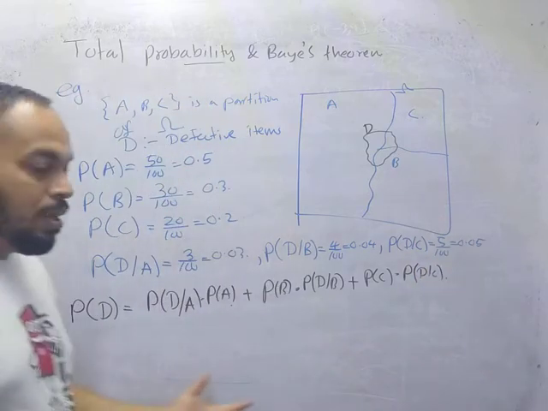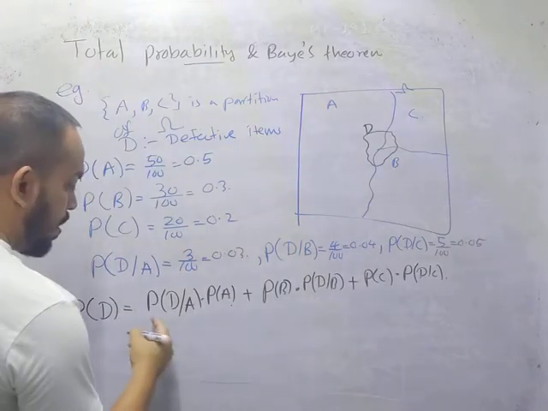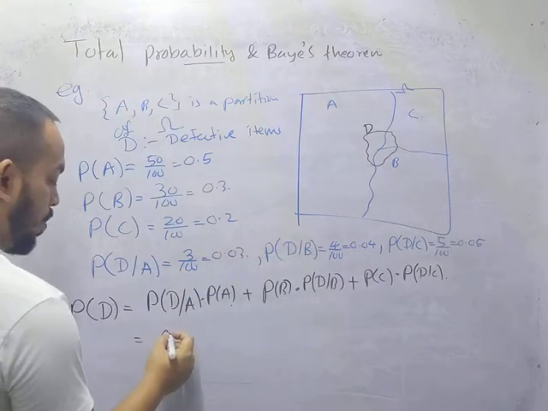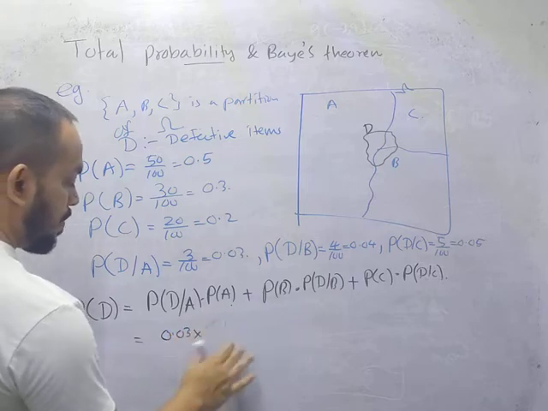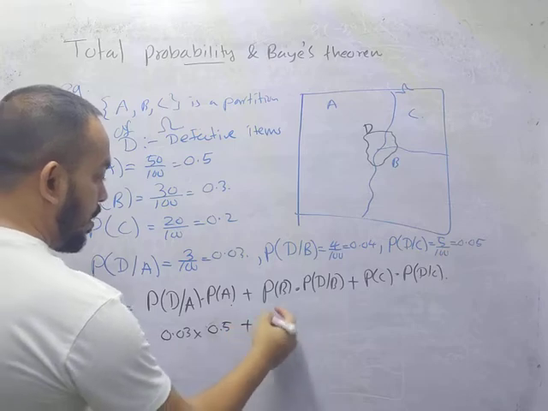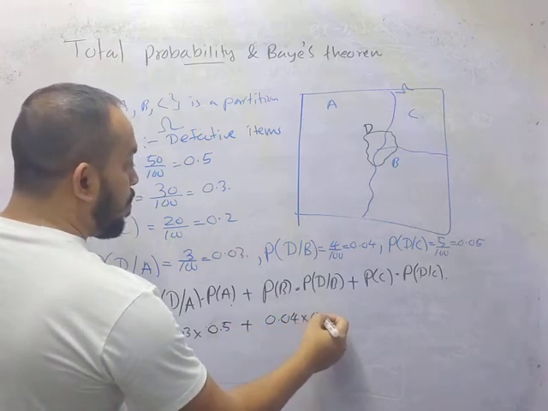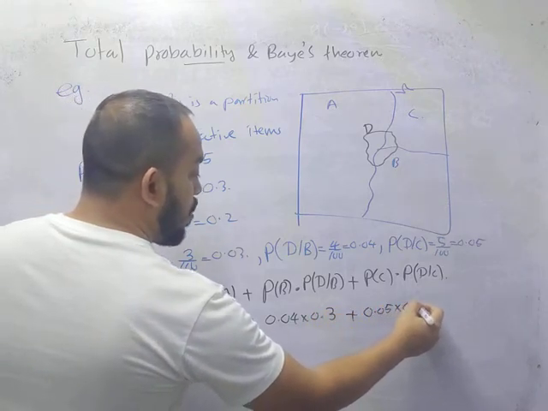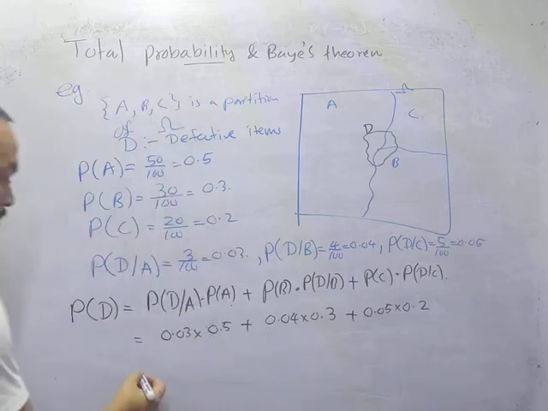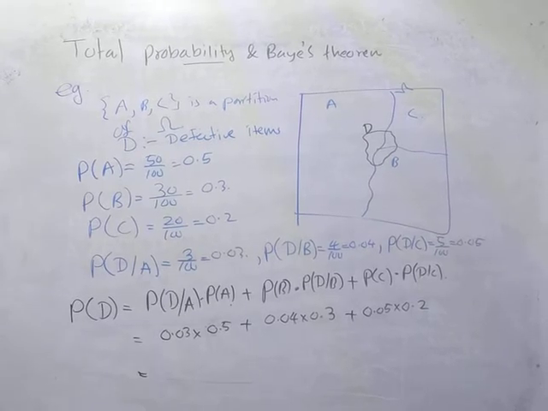Hardly a numerical problem, you can attempt this. So P(D|A) would be 0.03 into P(A) 50%, so sorry 0.5, then this is 0.04 into 0.3, plus 0.05 into 0.2. So finally the answer is 0.037.